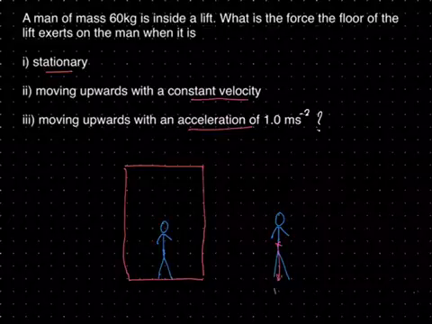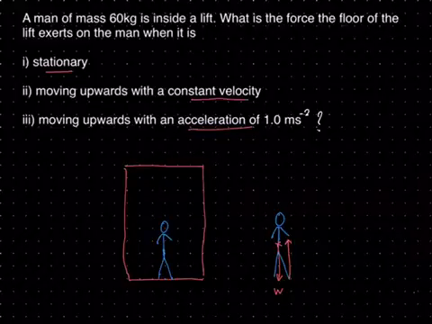One is the weight and the other is the force of the lift, or the force the ground exerts on the man. Let's call it force lift. Now with these two forces, remember the man is inside the lift, so whatever happens to the lift, whether it's stationary, moving upwards with a constant velocity, or accelerating, the man has to follow suit. These two forces should give you a resultant force that allows the man to move accordingly.